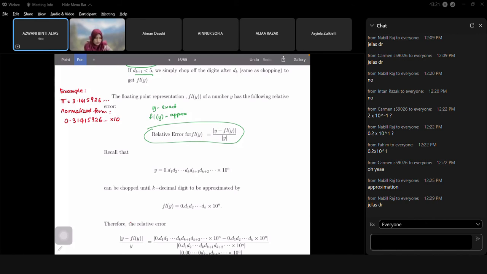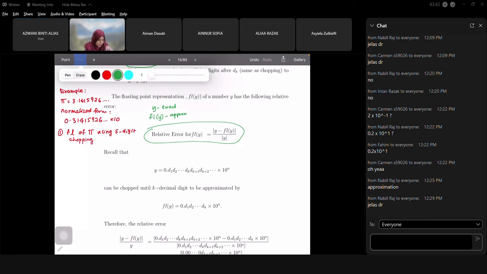Okay, so let's say soalan yang pertama. Find the floating point of pi using 5-digit chopping. Okay, using 5-digit chopping. Boleh buat tak? Nak cari floating point untuk pi using 5-digit chopping. Dia akan dapat apa?